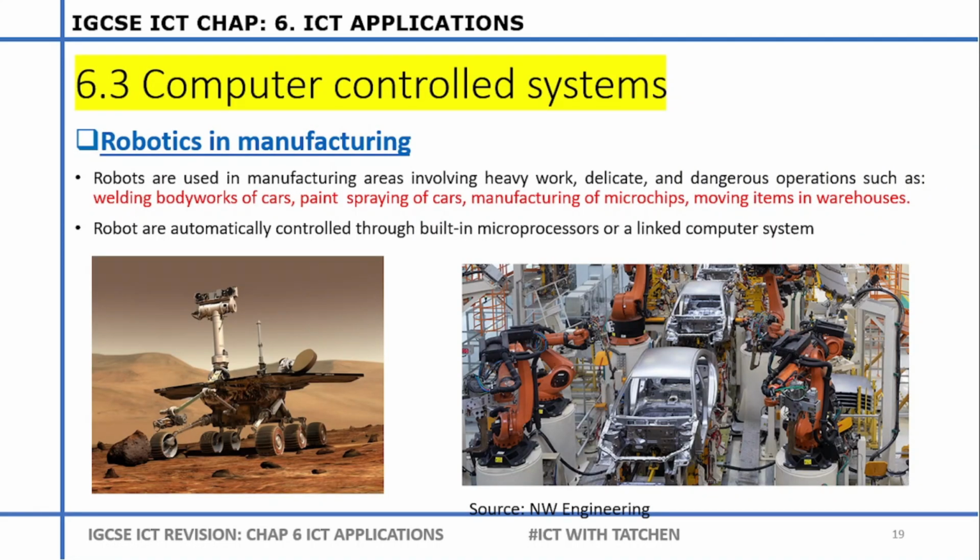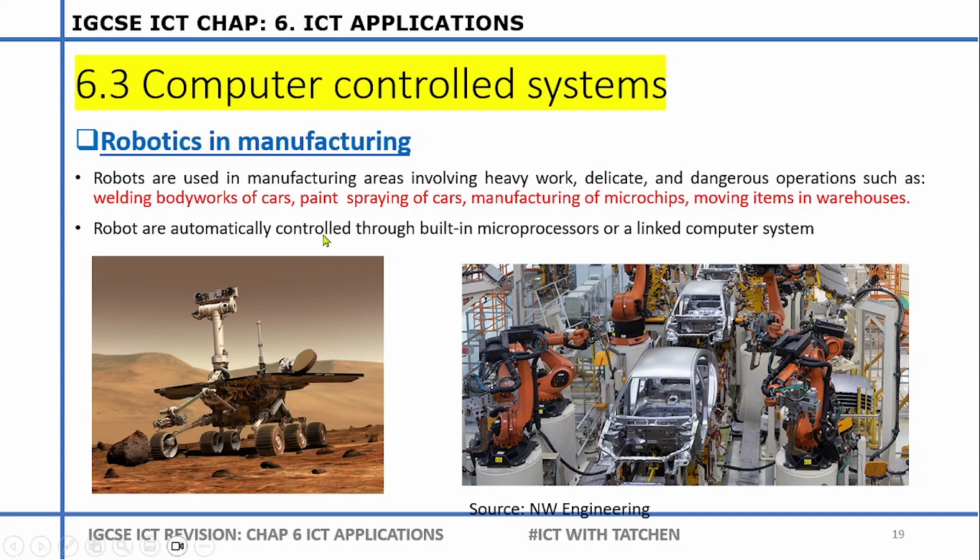Then we have the next ICT application, which is computer controlled systems. Now we have systems that are actually controlled by computers, for instance, robots. So the first thing I'm looking at is robotics in manufacturing. This is really an interesting topic. There are large scale manufacturing companies that make use of robots, and look at areas like space, places where human beings cannot go. That's where you send robots.